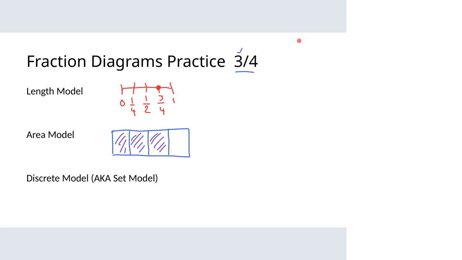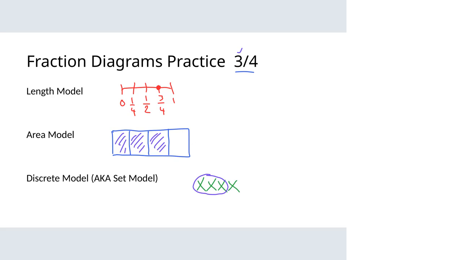Finally, the discrete model. If we want to do a discrete model and we want to show 3/4, I want to make sure I have 4 things total. And then when I go to identify 3/4, I single out 3 of those to be 3/4 of the entire picture. If that all makes sense and you're comfortable with that, that's great. We'll keep going. If you have any questions, let me know.